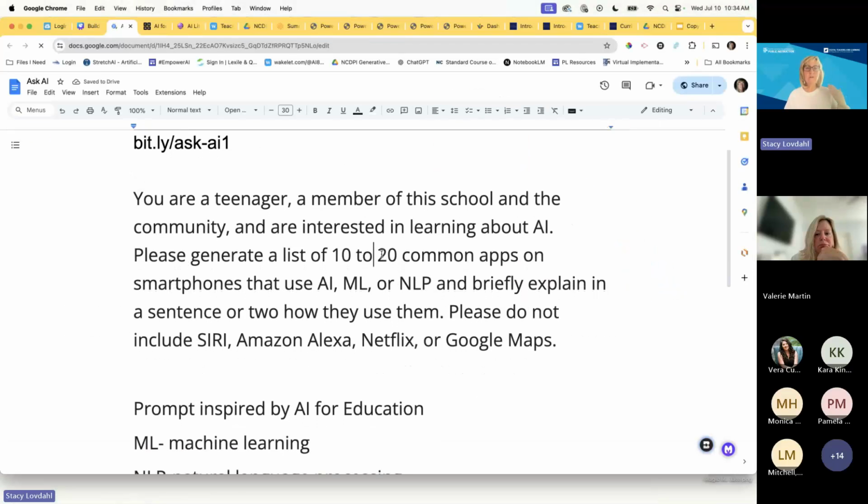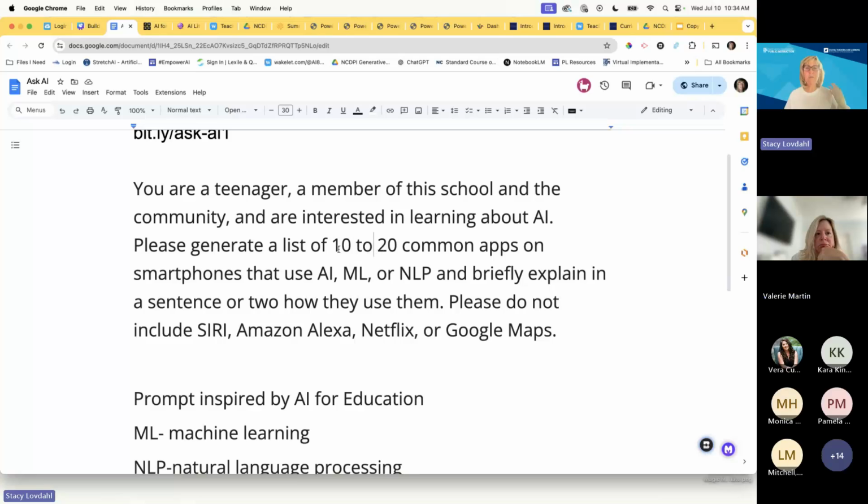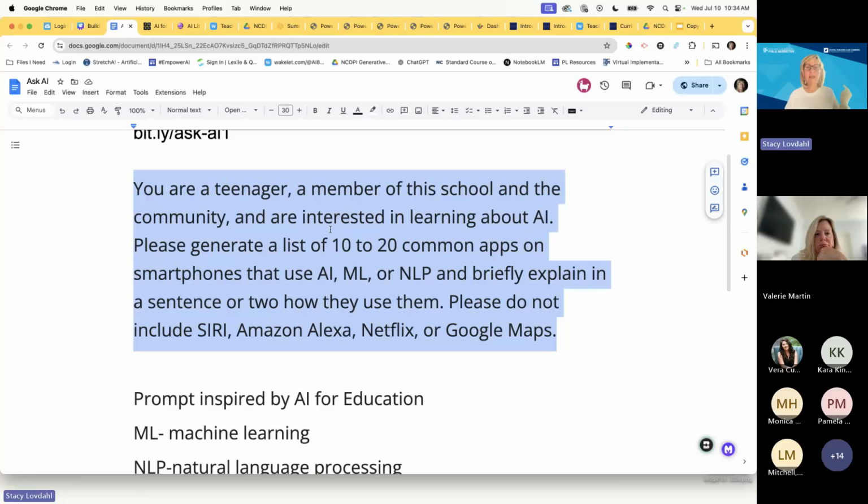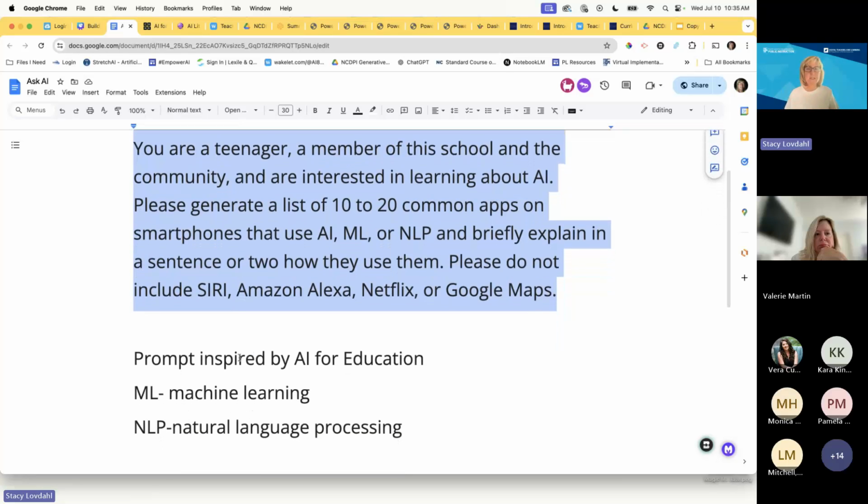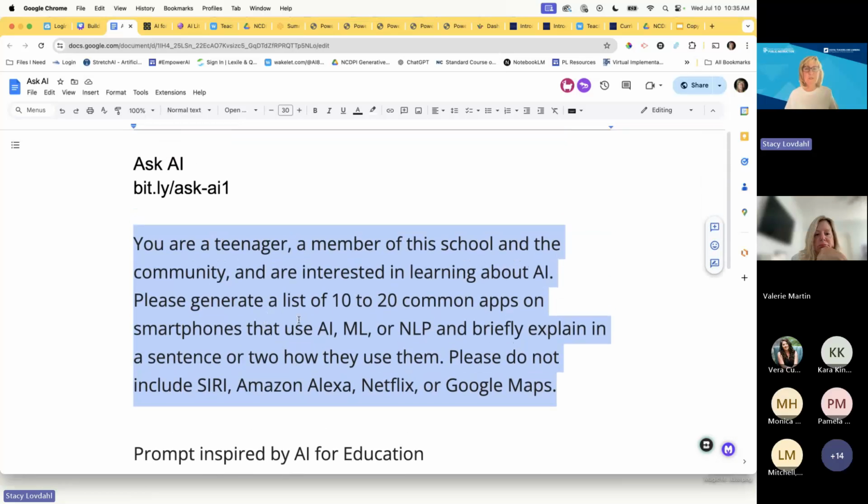I had them click on that to do a quick little ask-AI about where AI, machine learning, and natural language processing is in the real world. So rather than me telling them about it, I thought that they could learn about it for themselves. And this prompt is actually inspired by AI for Education. I changed it up a little bit to customize it for teenagers.